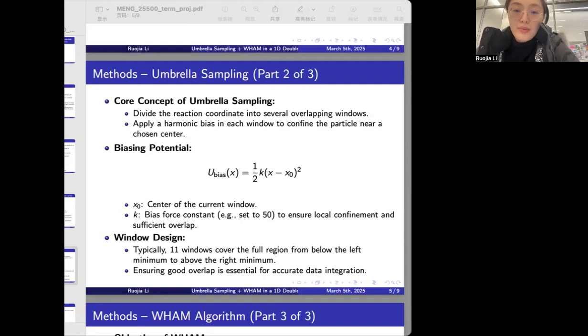And the key point is the overlap among windows. They must slightly extend into each other's ranges so that you can stitch them together later without gaps.